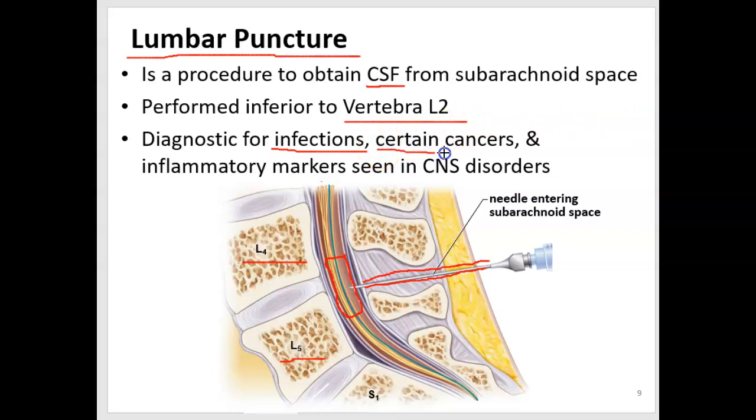They can also find certain markers for cancers and other CNS disorders like MS, multiple sclerosis, because cells that are damaged give off certain proteins, or cancerous cells release certain proteins that might be present in the cerebral spinal fluid.